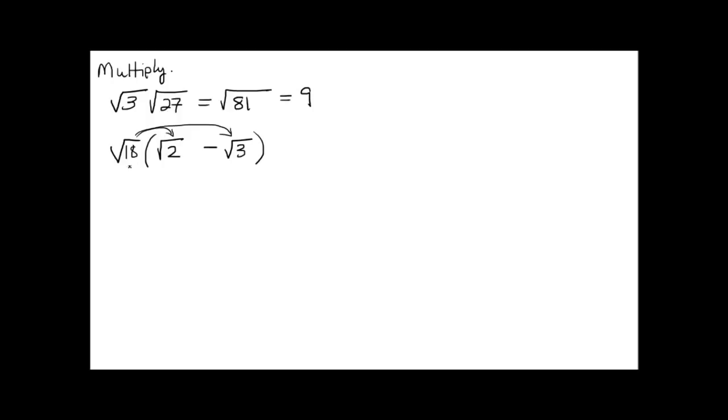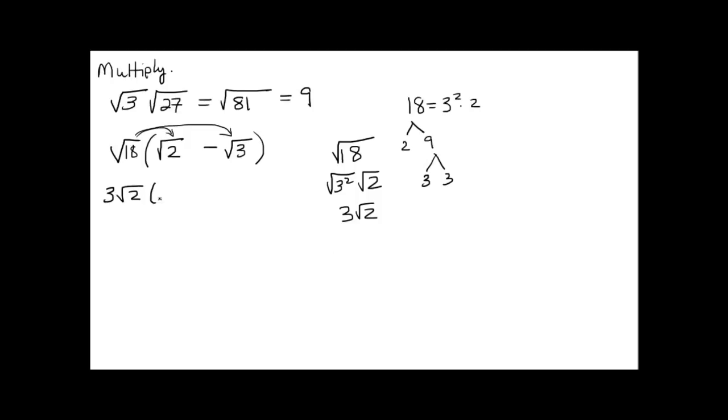So you have a choice. You could simplify it now and make it 3 root 2. Or you could just go ahead and multiply it through and then deal with the simplifying. I'm going to go ahead and simplify it now. So square root of 18 is going to be rewritten in a prime factorization like this. We have 2 times 9, and 9 factors into 3 times 3. So 18 is actually 3 squared times 2. So when we find the square root of 18, we're finding the square root of 3 squared times the square root of 2, or 3 root 2. So I'm going to replace square root of 18 with 3 root 2.